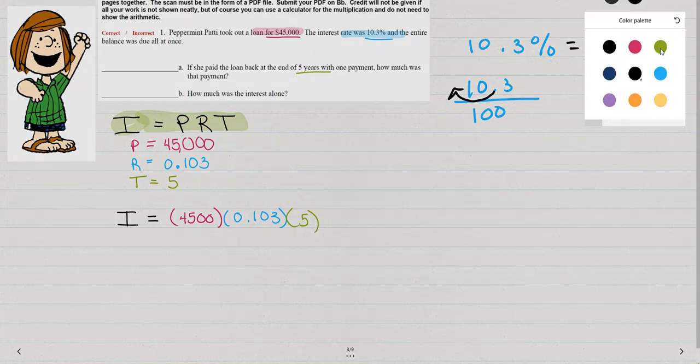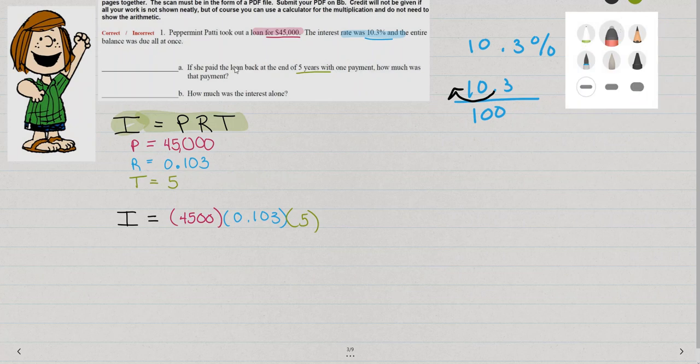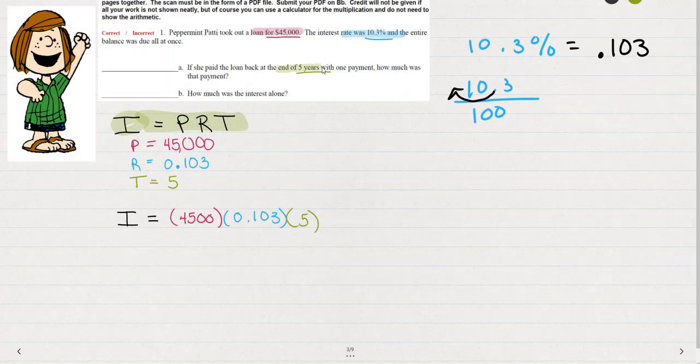And if we read the next part of the problem, we see that she's going to pay the loan back at the end of 5 years with one payment. How much was that payment? One thing that we're going to do is imagine that the interest is not compounded. Really, in a loan like this, the interest would have been compounded if Peppermint wasn't making any payments. And what that means is that Peppermint would pay interest on the interest.